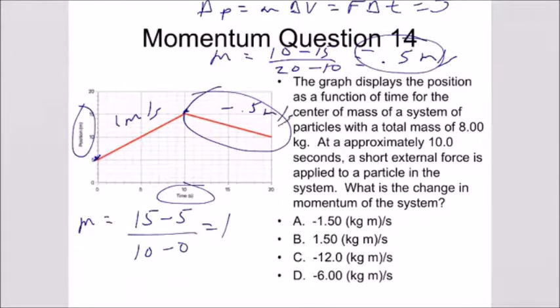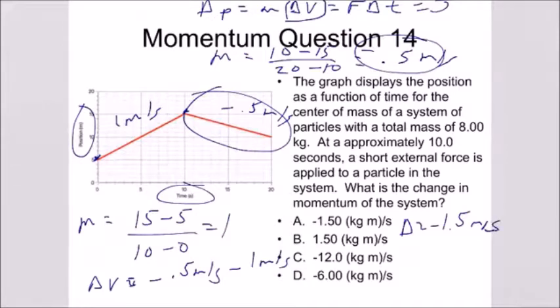Now we're trying to find change in momentum. Well, before we find change in momentum, let's find change in velocity. And to find the change in the velocity, we know the change in anything is equal to the final velocity, which in this case is negative 0.5 meters per second, minus the initial velocity, which in this case is 1 meter per second. So our change in velocity is negative 1.5 meters per second.